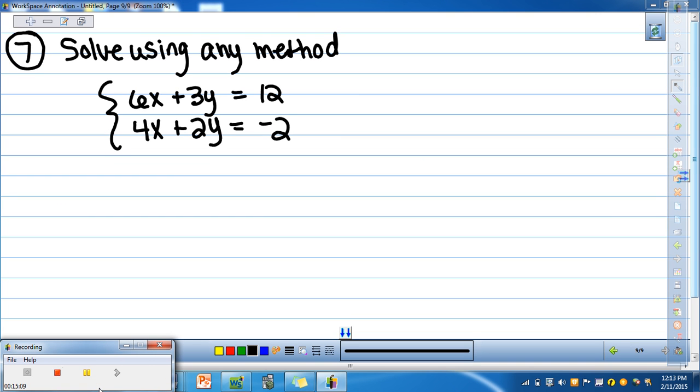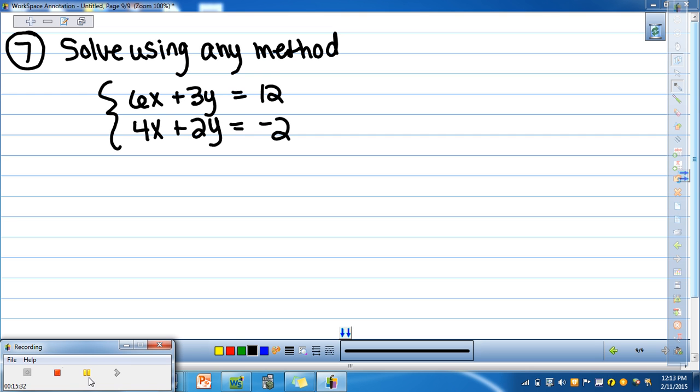Next, we're going to solve this system using any method. Based on the way it's set up, we have the x and the y terms together on the same side, and they're already kind of stacked up. Elimination will probably be the easiest method here. It's not that you can't do substitution. You could still solve for one of your variables, get x by itself or get y by itself. You should end up getting the same answer.